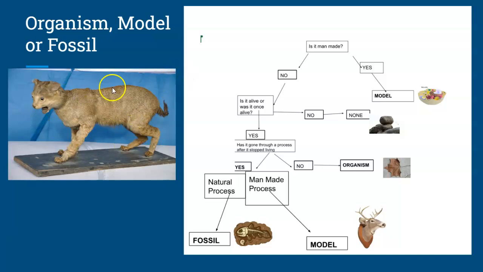So, look at this taxidermy animal. Is it man-made? No. They didn't create this in a factory. Is it alive or was it once alive? Yes. Has it gone through a process after it stopped living? Yes. Is that a man-made process? Yes. It's a model. Okay, so there are lots of taxidermy examples in the ecotarium. You are going to put those under the model category.